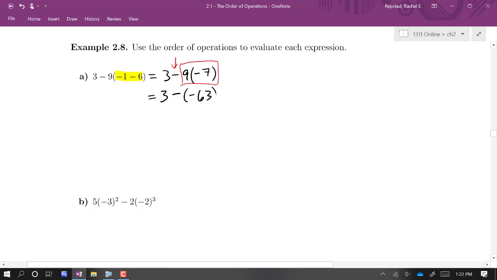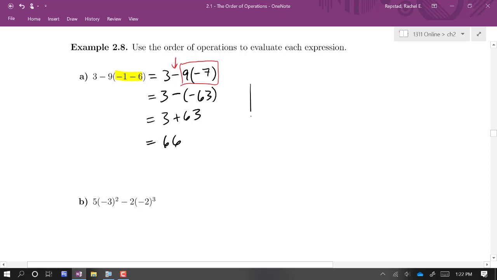Here I'm using the parentheses just to make it a little bit easier to read, to see that we're subtracting a negative. And of course, subtracting a negative means we're adding a positive. 3 plus 63 is 66.